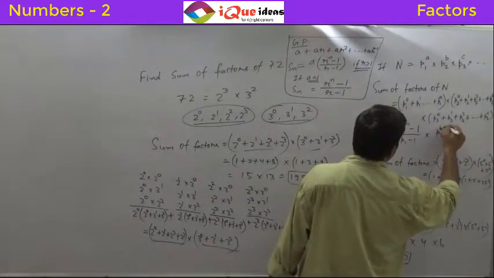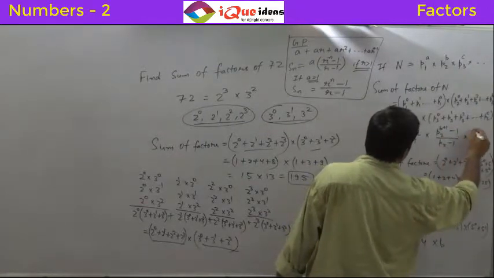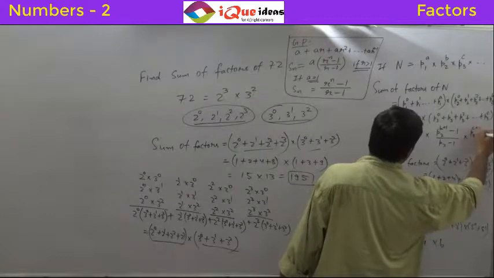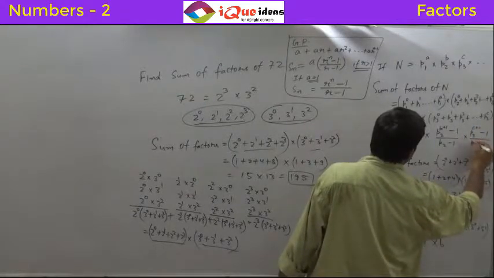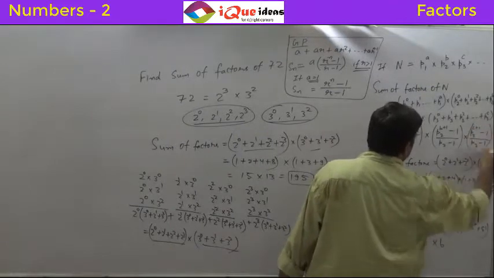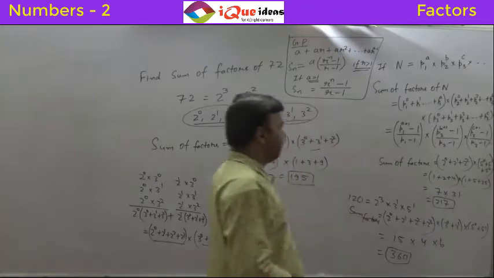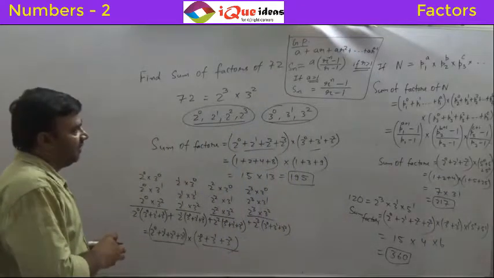to the power b plus 1 minus 1 upon p2 minus 1, into p3 raised to the power c plus 1 minus 1 upon p3 minus 1, and so on. So this is another way, but I would recommend not to use this unless you have done geometric progression properly. Alright, just check it very carefully.